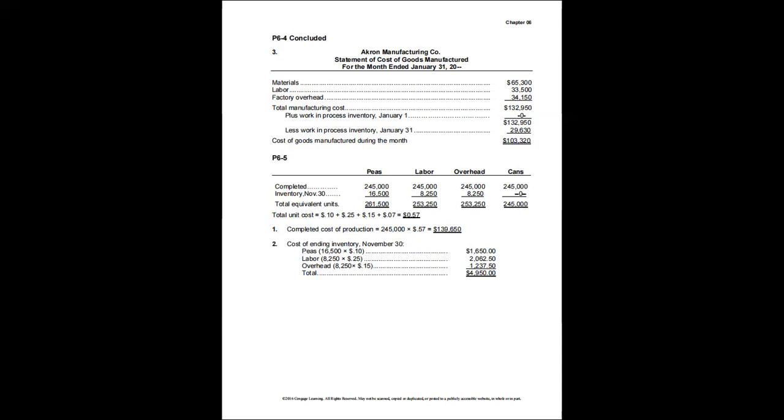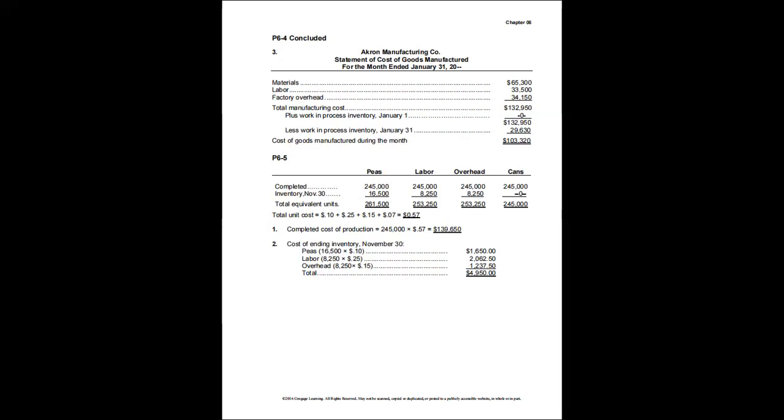So 100% complete as to piece, 50% complete as to labor and overhead. And for the total of the equivalent units, then we are going to determine the cost per unit at 10 centavos, 25 centavos, 15 centavos, and 0.07 as given in the problem. Completed cost of production is 245 units times 0.57. So we have now the cost of production.